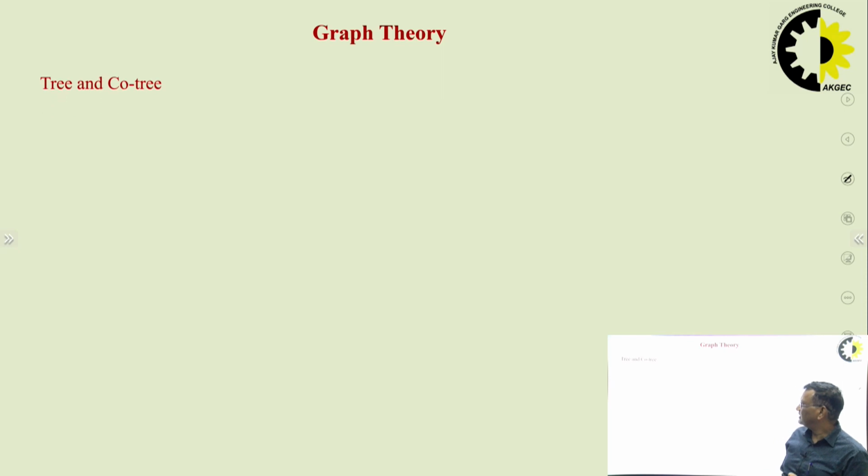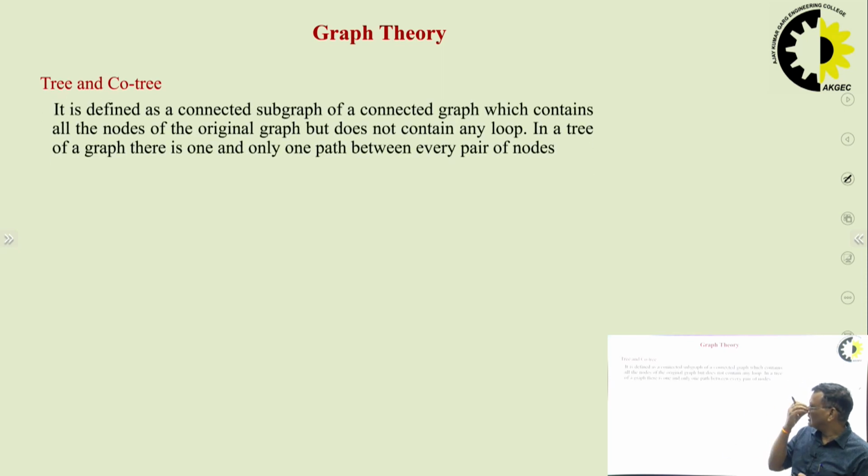So we have defined these. Then another term associated with graph theory is tree and co-tree, the complement of a tree. So what is a tree? It is defined as a connected subgraph of a connected graph which contains all the nodes of the original graph but does not contain any loop. In a tree of a graph, there is one and only one path between every pair of nodes. So this is the definition of a tree.